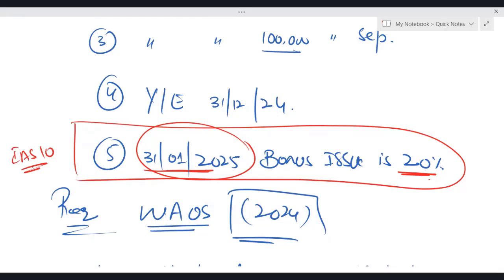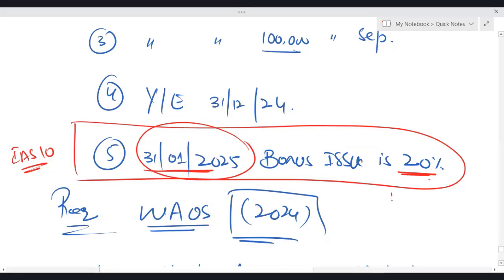According to IAS 10, if there's a bonus issue after the reporting date and before the authorization of financial statements, normally it takes 3 months to authorize the books, meaning the audit will be completed and your books will be ready to go to the stock exchange. Then that bonus issue is an adjusting event. So you have to adjust the previous year weighted average ordinary shares, even though the 20% bonus is issued on 31st January 2025, since it is issued before the authorization of financial statements.